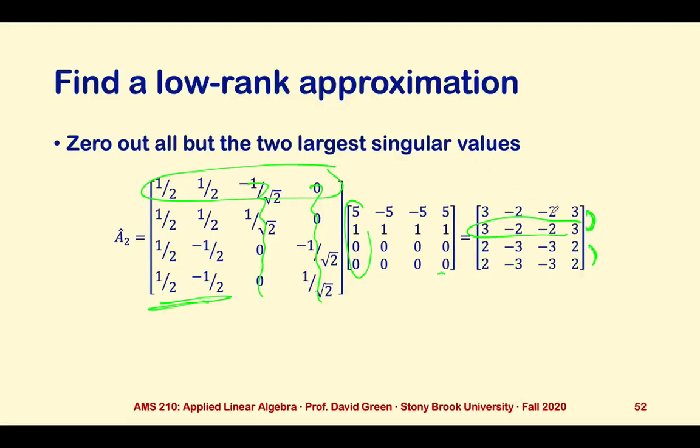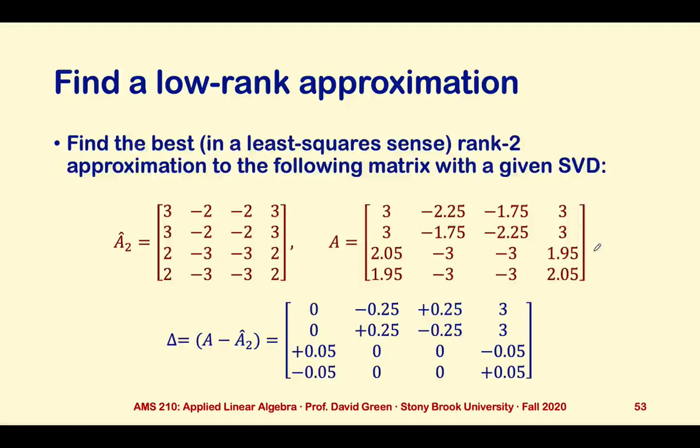This is our rank 2 approximation. We can tell fairly obviously that this is rank 2. We have 2 pairs of identical rows, and those rows are linearly independent. 2 linearly independent rows, rank of 2. Finally, we can compare our low rank approximation to our original matrix.